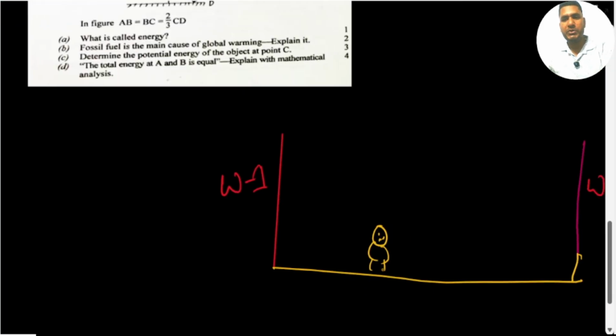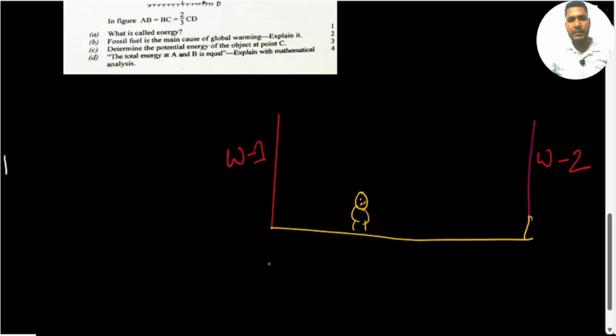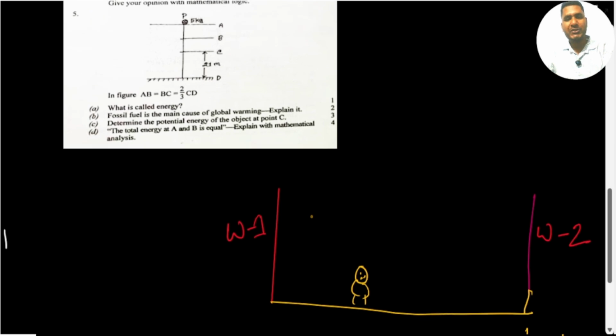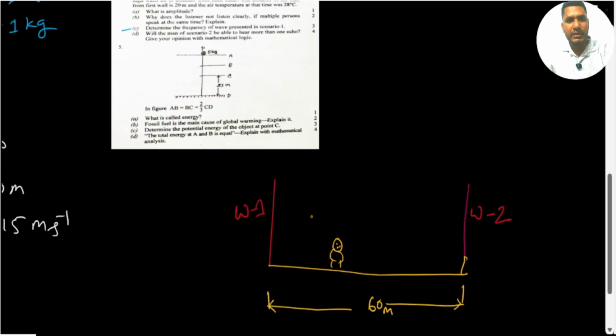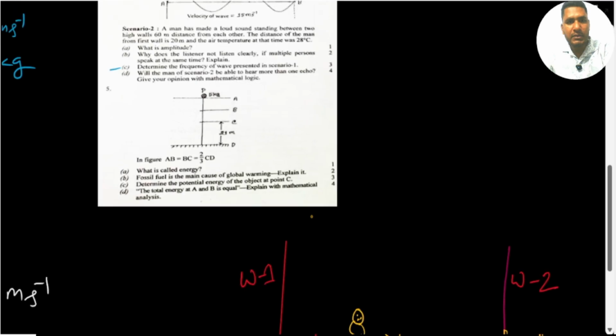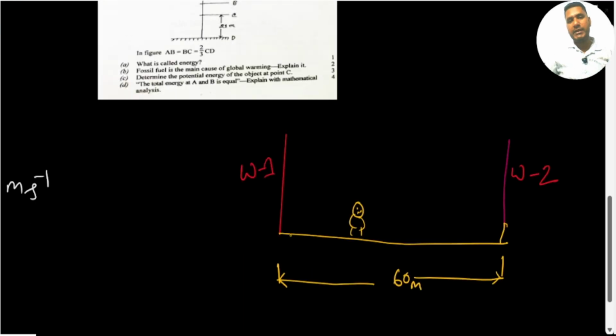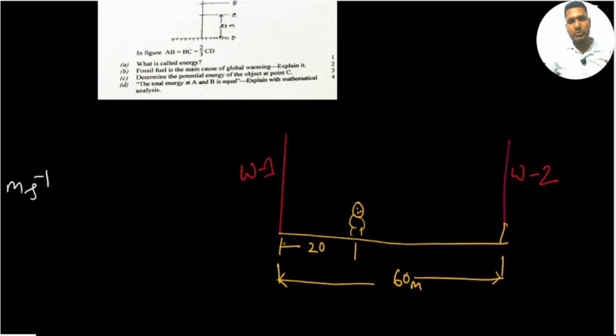So the distance between these two walls is 60 meter. The distance between the first wall and the person is 20 meter only. And what will be the distance between the man and the second wall? That will be 60 minus 20, that means 40 meter.